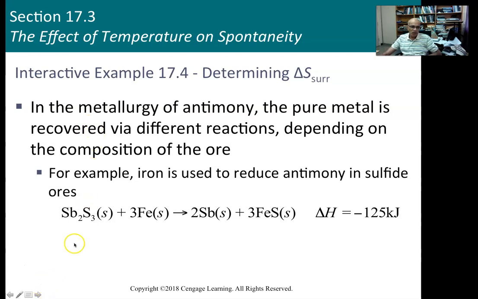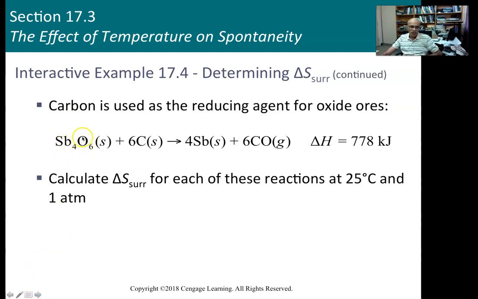So let's look at these two examples and finish up with this lecture video. This is iron that is used to reduce antimony in sulfide ores. Notice that this reaction here is exothermic, so we're going to use this delta H to determine the entropy change of the surrounding. Let's look at the second one here. This is antimony oxide with carbon. This is a reducing agent to give you antimony, and this is the enthalpy. Notice that the enthalpy here is positive. The first one was negative and this one is positive. The question is to calculate the change in entropy of the surrounding for each of those reactions at 25 degrees Celsius and 1 atmosphere.